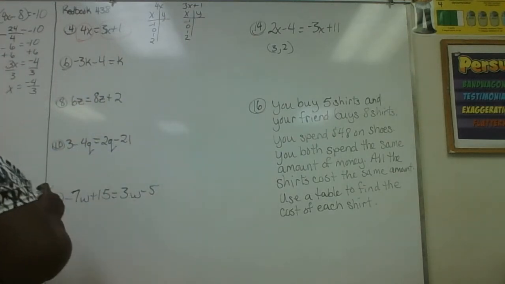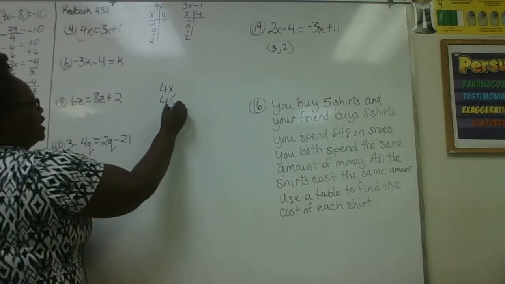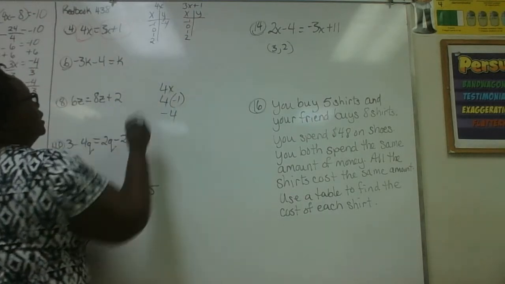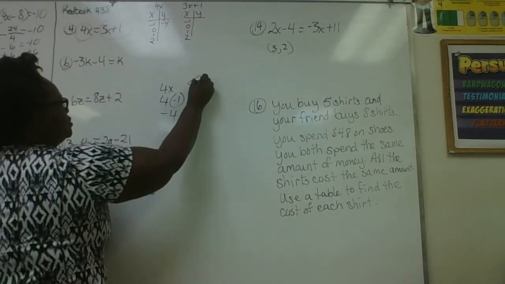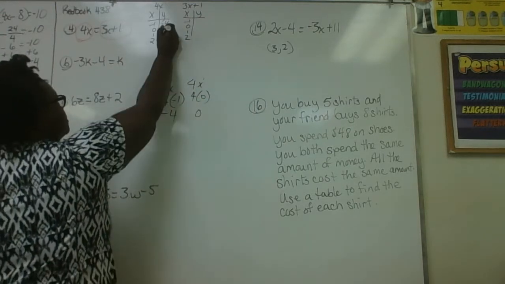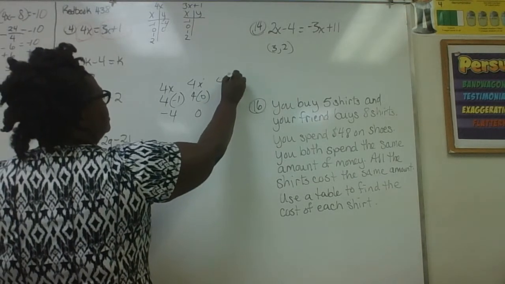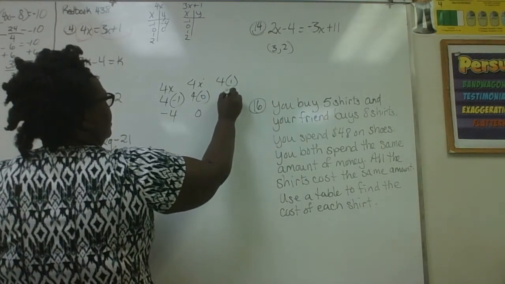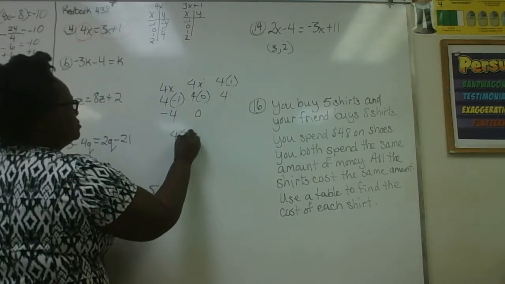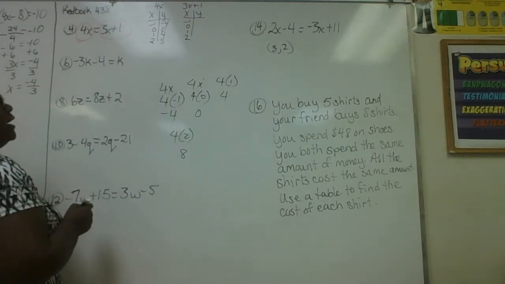Let's take a look first with 4x. If we change our x to a negative 1, our answer would be negative 4. If we change our x to 0, our answer would be 0. If we change our x to a 1, our answer would be 4. And if we change our x to a 2, our answer would be 8. All right, on the next one.